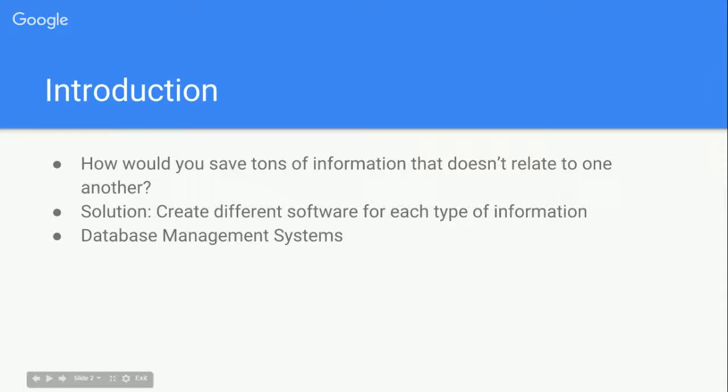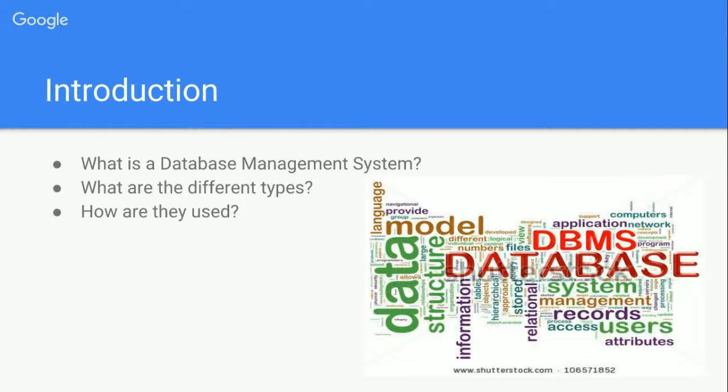So, introduction. How would you save tons of information that doesn't relate to one another? The solution, create different software for each type of information. And this is what database management systems is. Okay, so what is a database management system?